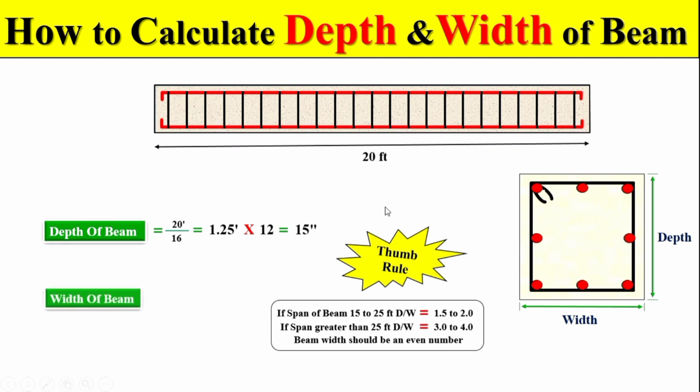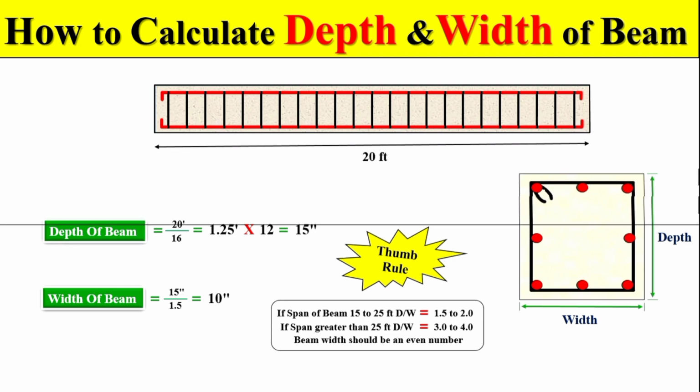Okay. Now dear students, if you want to calculate the width of this beam, we have the condition that if the span length of the beam is 15 to 25 feet, the depth and width ratio should be 1.5 to 2. As you can see over here, the length of this beam is 20 feet. So we take the total depth which is 15 inches and we divide this by 1.5. From here we get the width of the beam which is 10 inches.